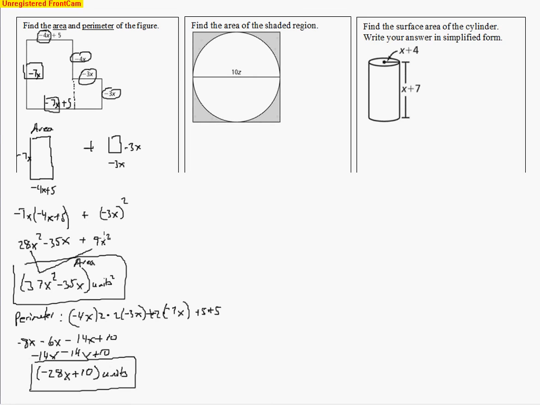So let's take a look at our next problem. Here it's an area problem. We're supposed to find the shaded region here. So what we have is a square. Now, I know it's a square because the circle's touching each of the sides.